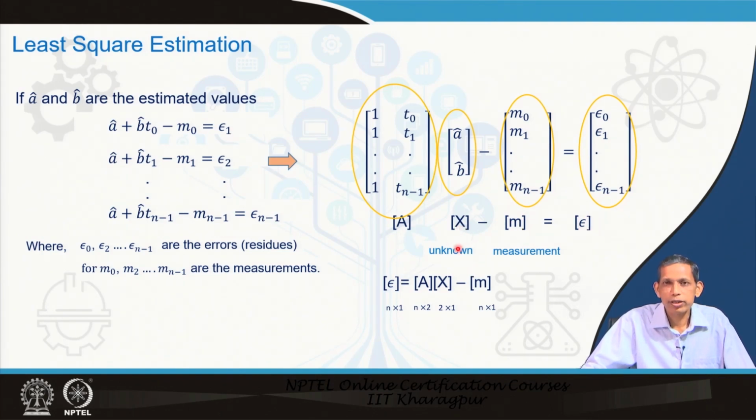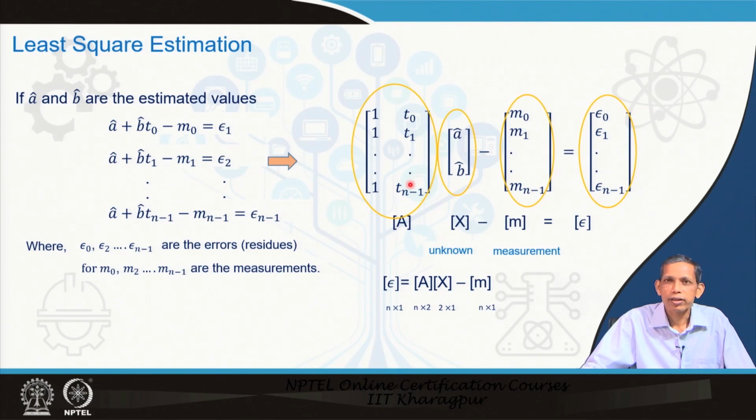So, the X here is our unknown, that is A and B are to be obtained, and m are our measurements, m naught through m n minus 1. Then we can fit the corresponding equation also in the other way. We can write down that the error matrix epsilon equals A x minus m, where A is the matrix which constitutes the elements 1s and the t's.